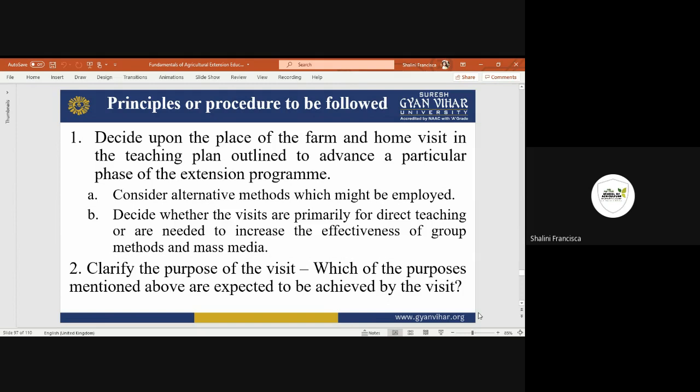Then the second principle is to clarify the purpose of the visit. It's not like you go to someone's house, have a chit chat with them and come out. No, it's not like that. You should clearly tell them, I have come here with this agenda in my mind and I need to help you, this is what I have seen on the ground, and how much you are going to support me in this. So this is a clear-cut way.